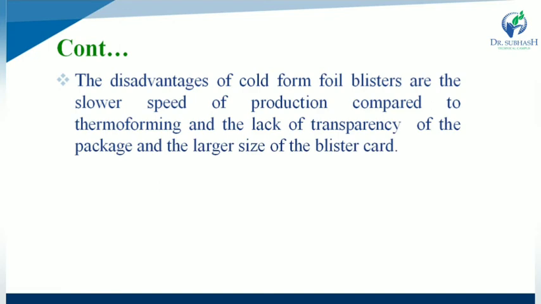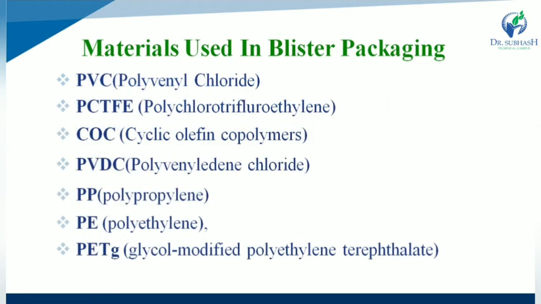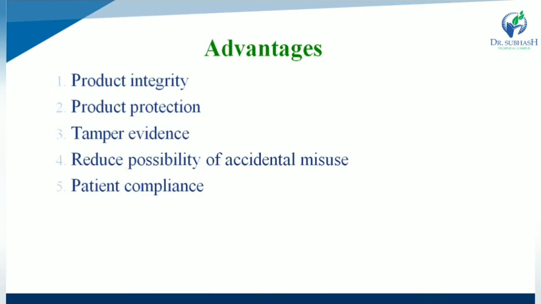Next, materials that are used in blister packaging are polyvinyl chloride, polychlorotrifluoroethylene, cyclic olefin copolymers, polyvinylidene chloride, polypropylene, polyethylene, and lastly glycol modified polyethylene terephthalate. Advantages are product integrity, product protection, tamper evidence, and they reduce the possibility of accidental misuse and improve patient compliance.